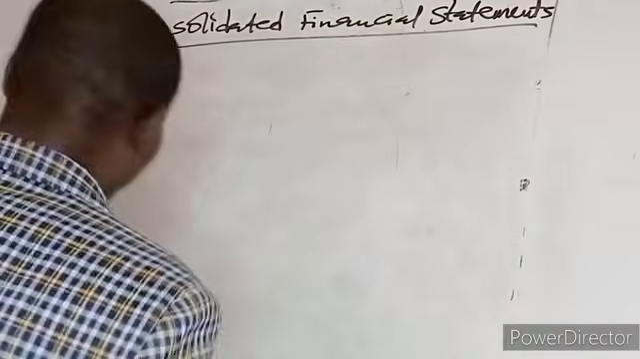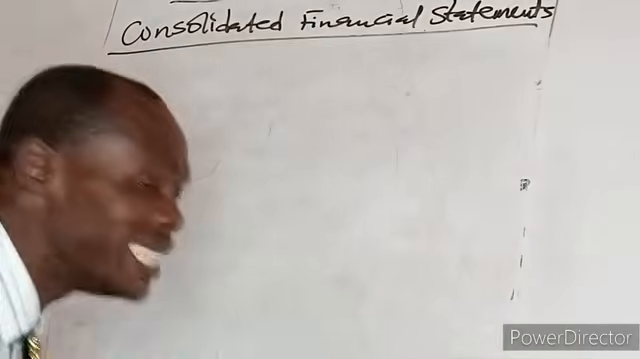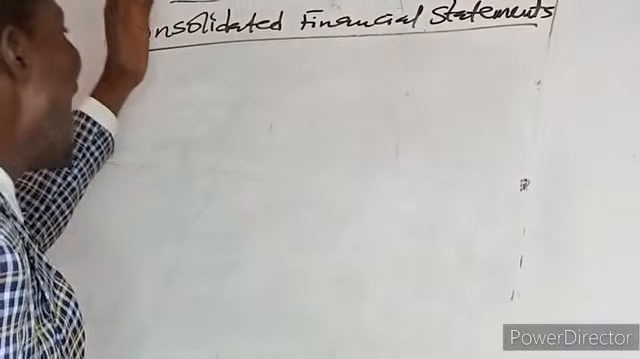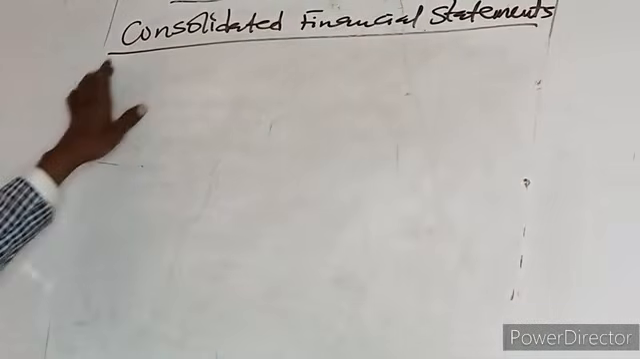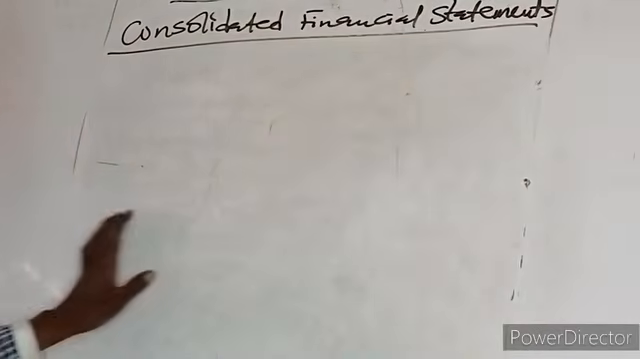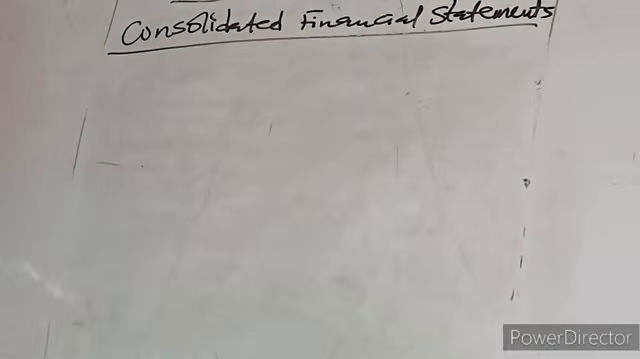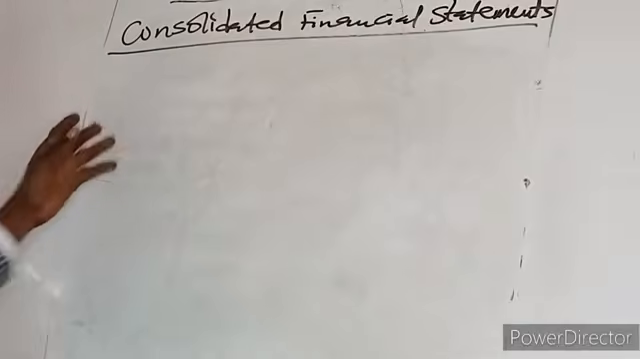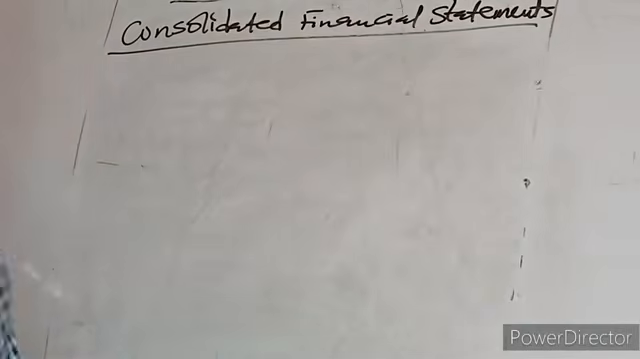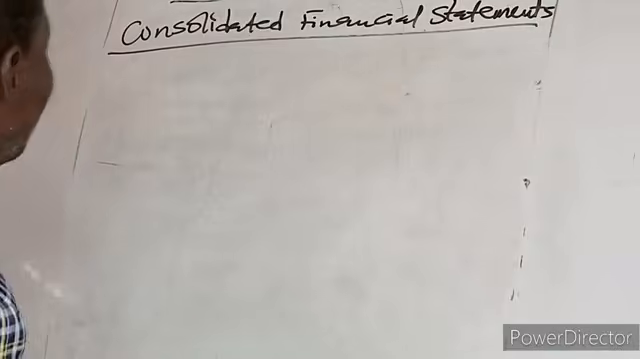When you are preparing your consolidated financial statements, you add line by line the individual items in the parent company financial statements with that of the subsidiary company after eliminating the intra-group balances. When we proceed, I'll be explaining what intra-group items or balances mean.